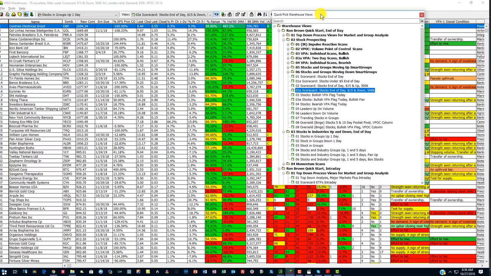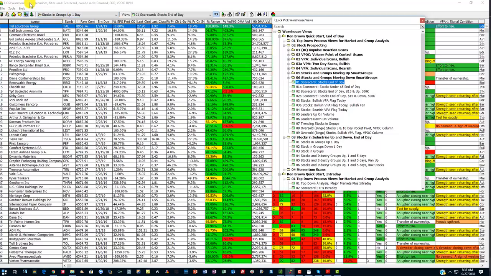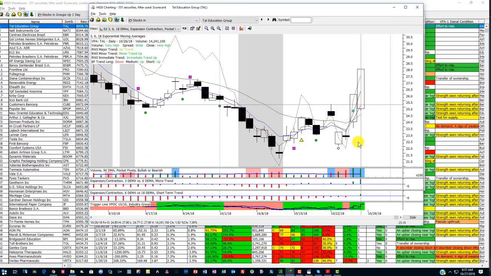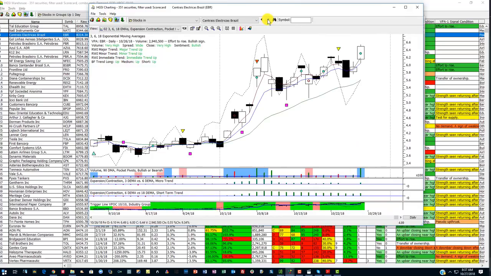But let's just go through a couple other things here. Here's scorecard end of day. 351 securities. I'm sort of done raw combo. What this uses is my end of day combo. And these are going to be some of the stocks that are moving up on heavy volume. As you can see, here's a pocket pivot, an effort to rise. Here was stopping volume on this right here, and it's starting to move. So you're going to find stocks with a lot of enthusiasm behind them in this view. Just going to click through a few more.